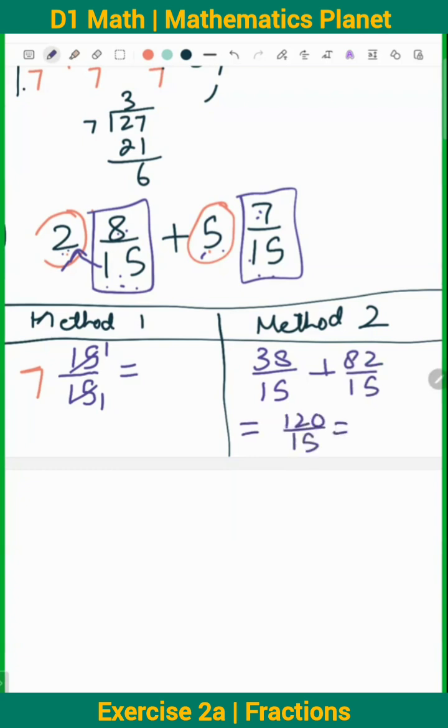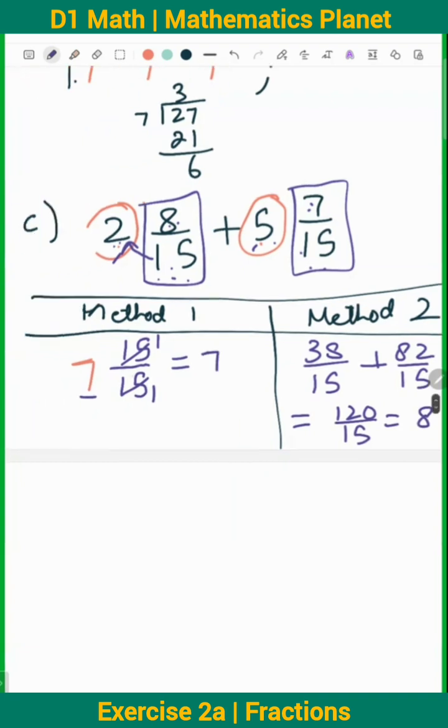120 by 15 is 8. So here what is happening? 7, and 15 by 15. If you cancel 15, you get 1 here. So you're going to add this one. You will get 8. So this is a longer method. This is a shorter method. But both the methods give you the same answer. We are going to learn the shorter method.